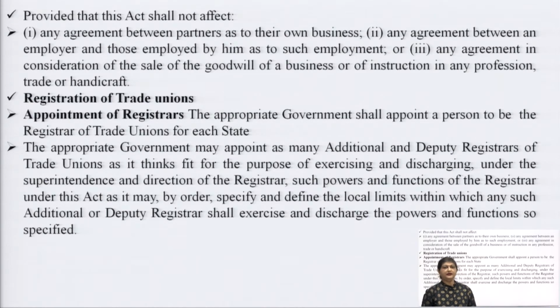The appropriate government shall appoint a person to be a registrar of trade unions for each state. The appropriate government may appoint as many additional and deputy registrars of trade unions as it thinks fit, for the purpose of exercising and discharging, under the superintendence and direction of the registrar, such powers and functions of the registrar under this act as it may specify by order, and define the local limits within which any such additional or deputy registrar shall exercise and discharge the powers and functions so specified.